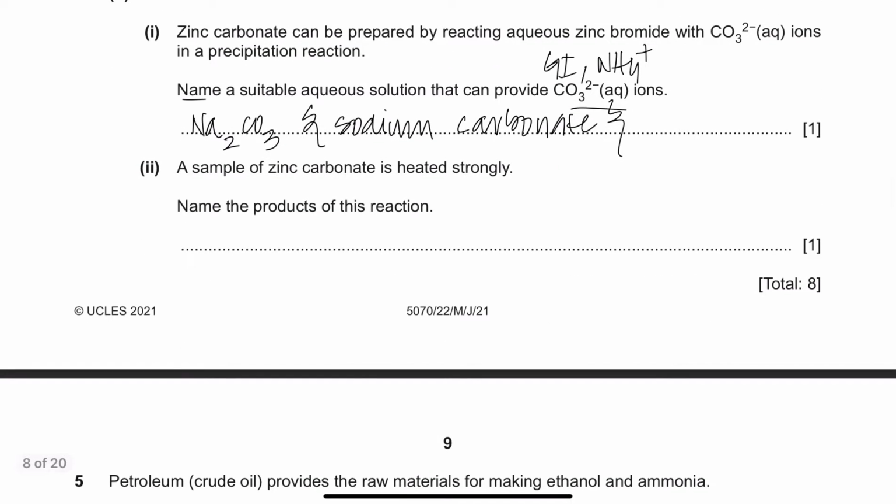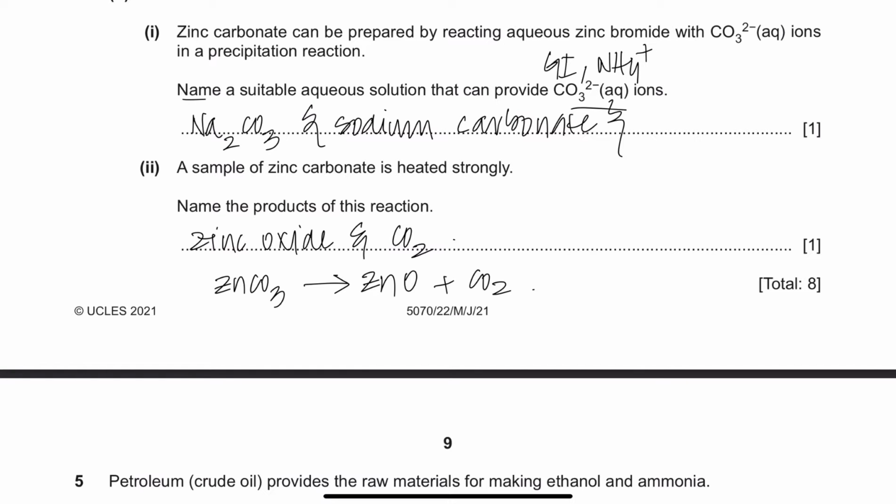Now, a sample of zinc carbonate is heated strongly. Name the products of this reaction. We did this yesterday in metals, if you guys remember. Whenever you have a carbonate, zinc carbonate, if you heat it strongly, it is thermally decomposed. So zinc oxide will be formed and carbon dioxide will form. Whenever a metal carbonate is thermally decomposed, it forms its oxide and carbon dioxide. So you say zinc oxide and carbon dioxide are formed.